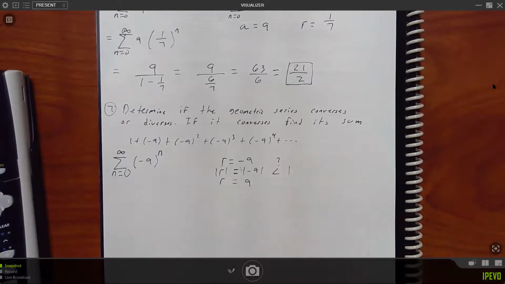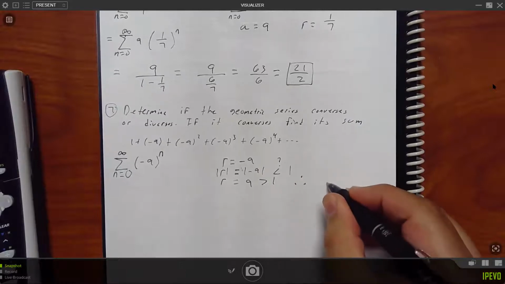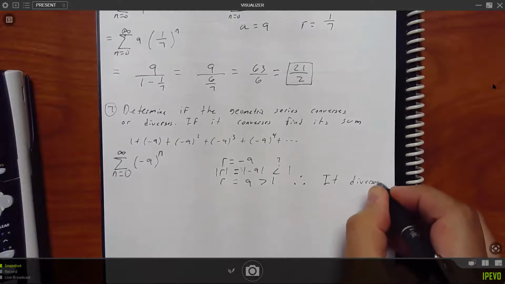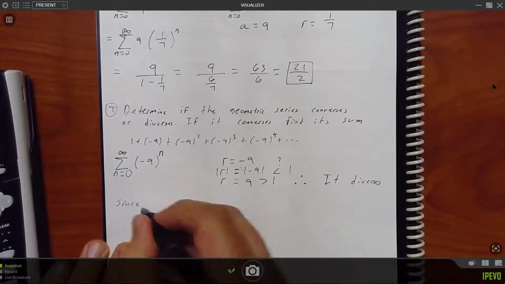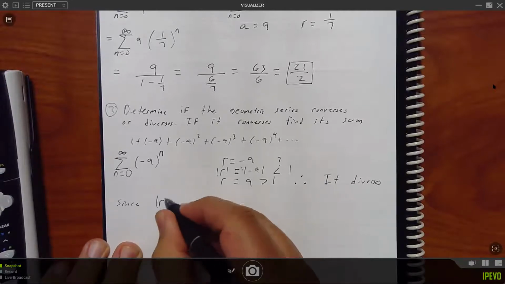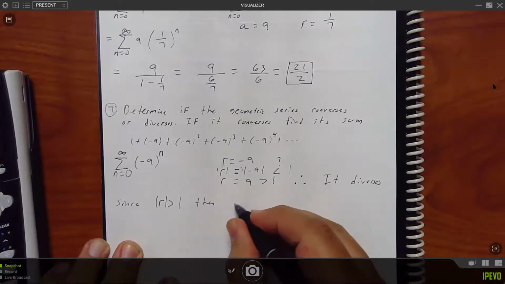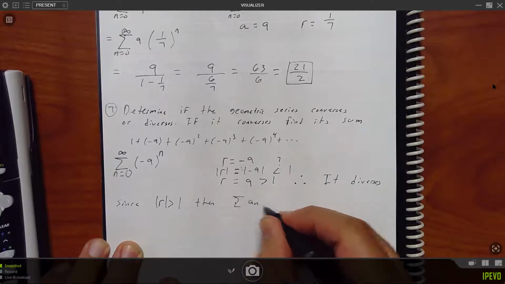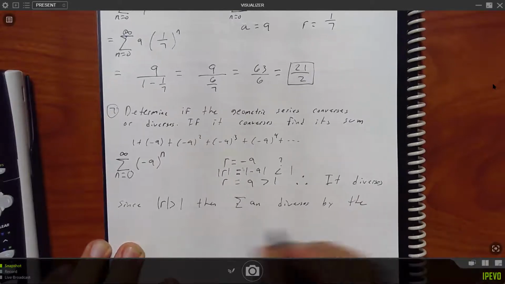Right. 9 is not less than 1, correct? Therefore, it diverges. If it diverges, we don't have to find its sum. So since we're in English, right? Since the absolute value of R is greater than 1, then the series of A sub n diverges by the geometric test.